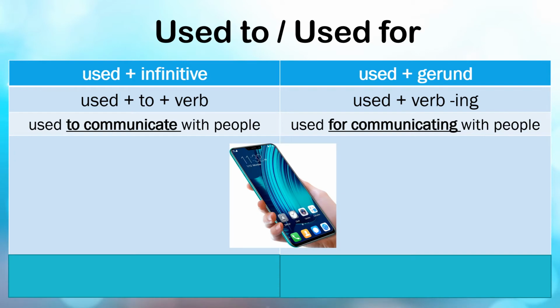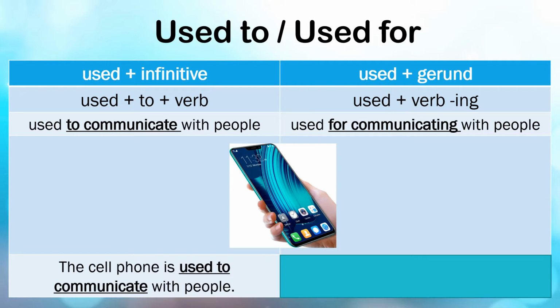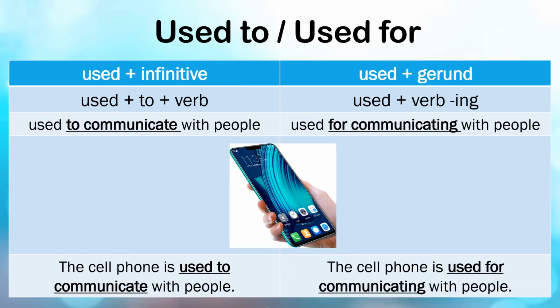So let's see how to say the use of a cell phone. Using an infinitive, we say the cell phone is used to communicate with people. Let's see the other example. The cell phone is used for communicating with people. So the two sentences have a different structure, but they mean the same. So you can use either way to state the use of something.